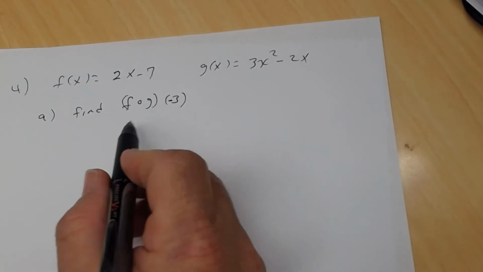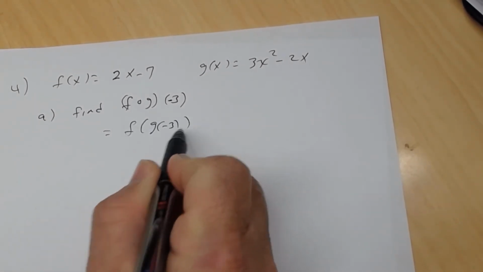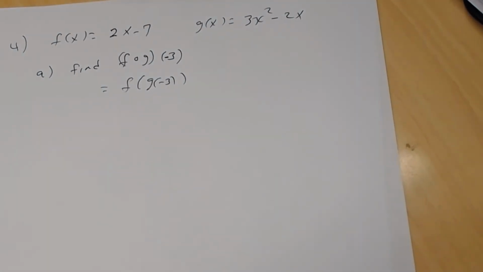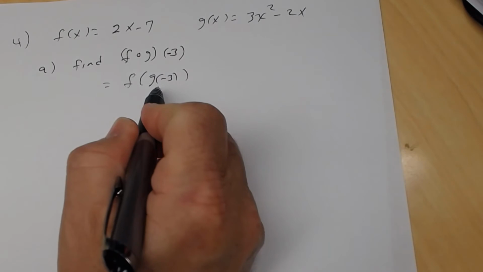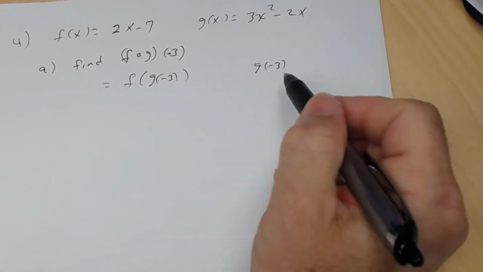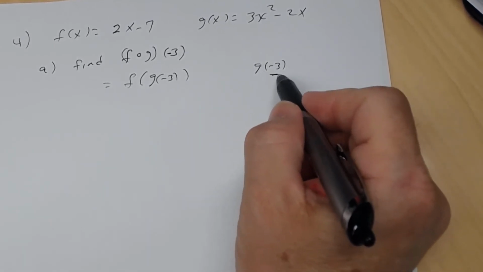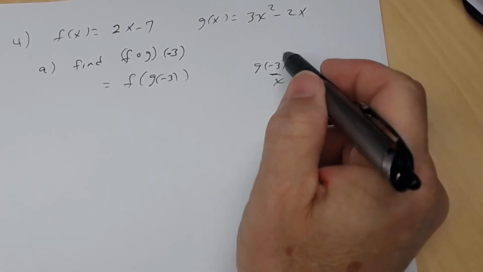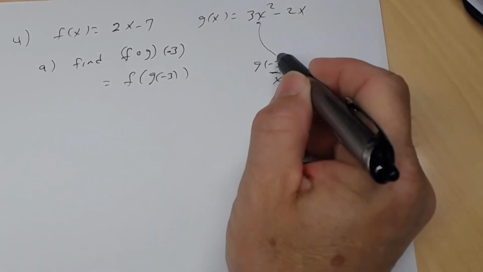By definition, this means f of g of negative 3. Now, what's the first thing you have to find? Well, you have to find g of negative 3. So let's go off to the side and figure out what g of negative 3 is. That says I go to my function g, and wherever we see the variable x, I substitute negative 3. So here's my function g.